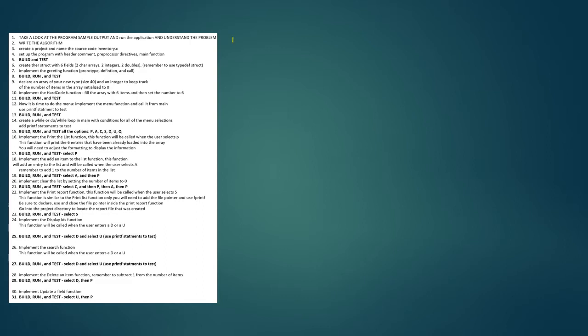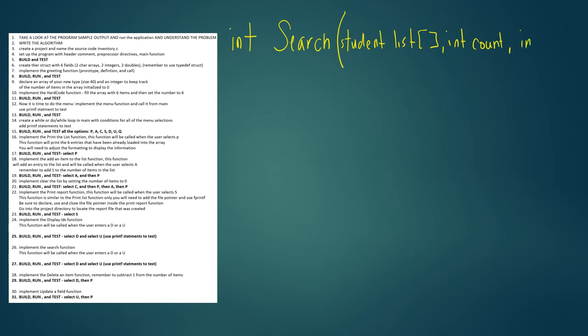So let's go to the search function. Okay, the search function also has an integer return type, but it's not going to return an ID, it's going to return the location. So the search function is going to take 3 arguments. It's going to take the student list, it's going to take the count, and it's going to take the ID that the user has entered.